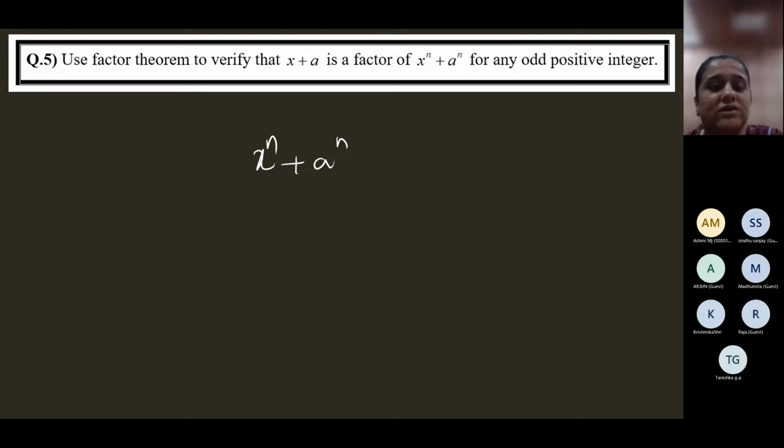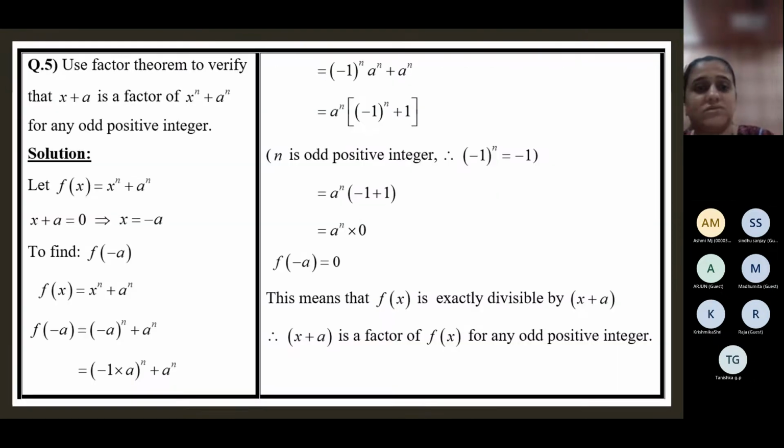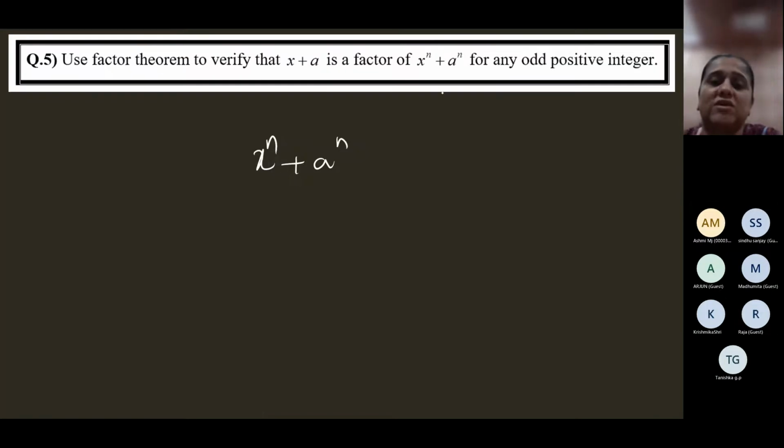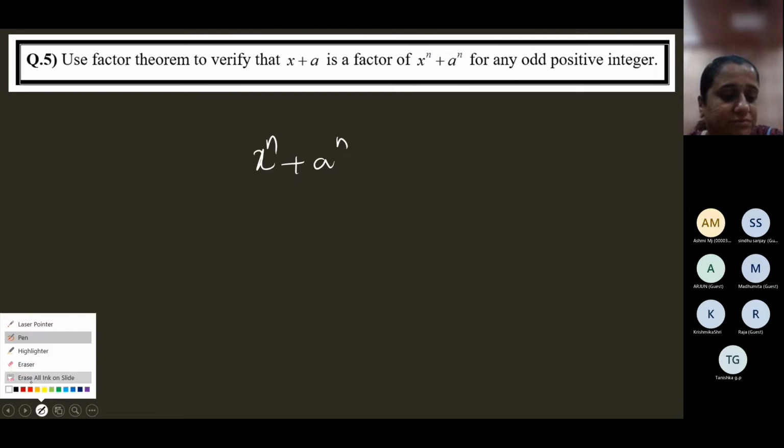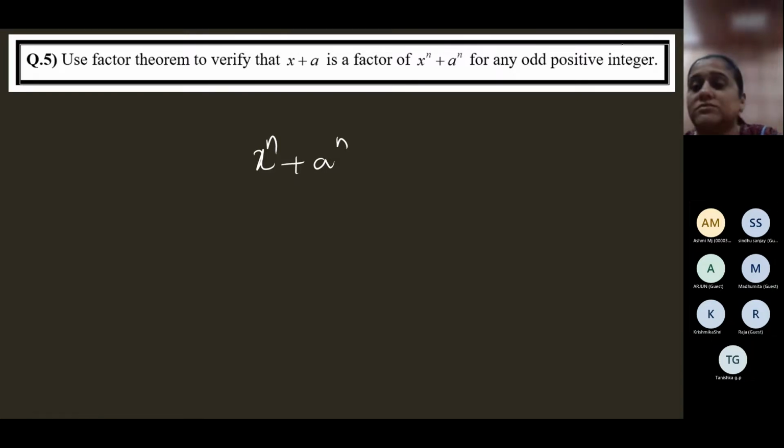Use factor theorem to verify that x plus a is a factor of x power n plus a power n for any odd positive integer n. Where n is any odd positive integer. I think I missed it while writing. Yeah, where n is any odd positive integer, children.